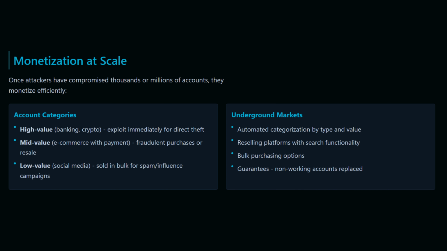So once the attackers have successfully compromised thousands or millions of accounts, they now need to monetize them efficiently. The entire process is automated. Tools automatically categorize compromised accounts by type and value, extract relevant information, and queue them for appropriate monetization channels. Some attackers operate reselling platforms where they sell compromised accounts to others, and these platforms provide search functionality, bulk purchasing options, and even guarantees: if the account doesn't work, they'll replace it.